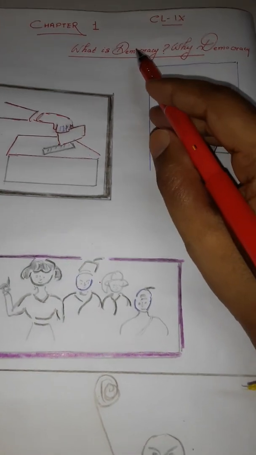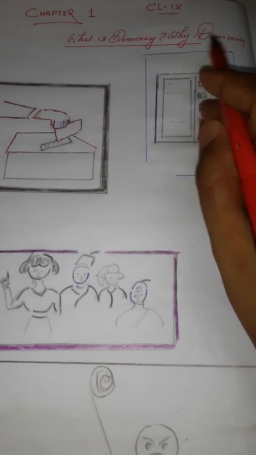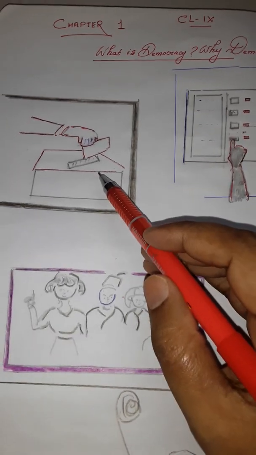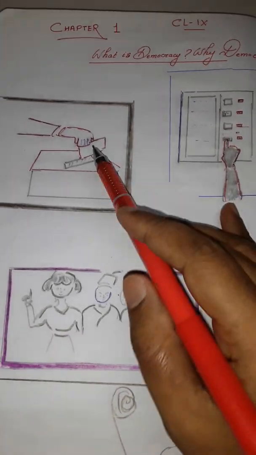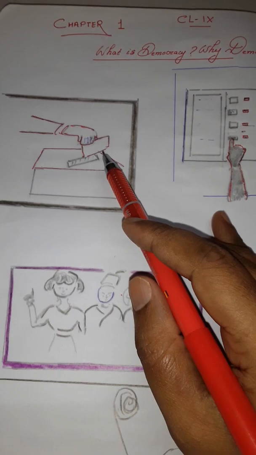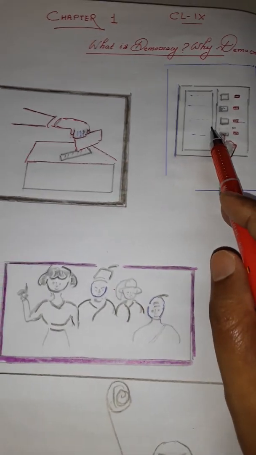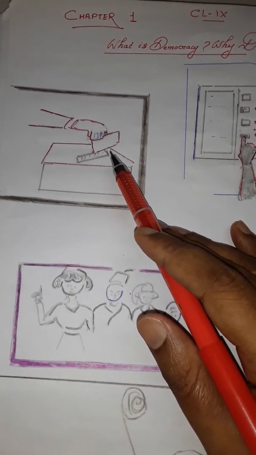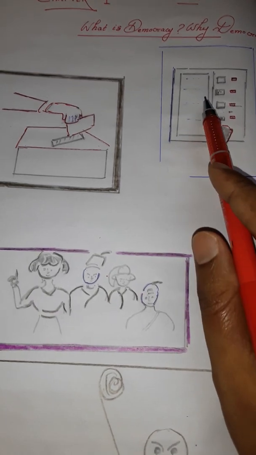Now, from political science, I'll start with the chapter "What is Democracy? Why Democracy?" Now, just look into these pictures. Democracy means where people can give votes, means elect their representatives. Before, we used ballot boxes; now we use EVM machines.